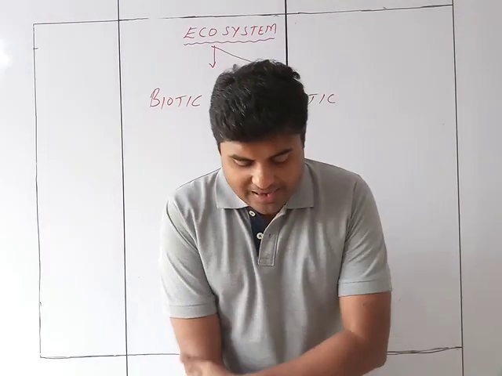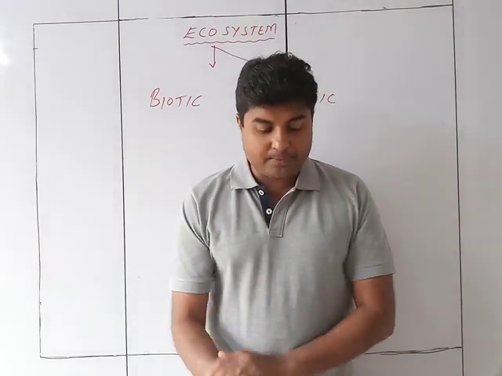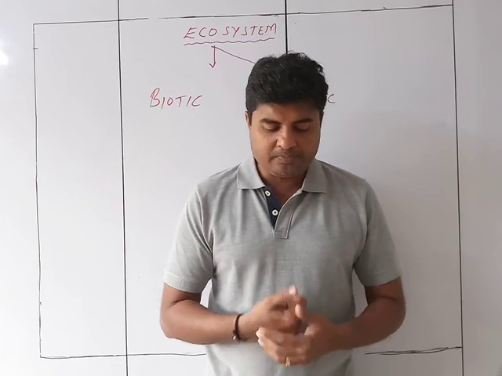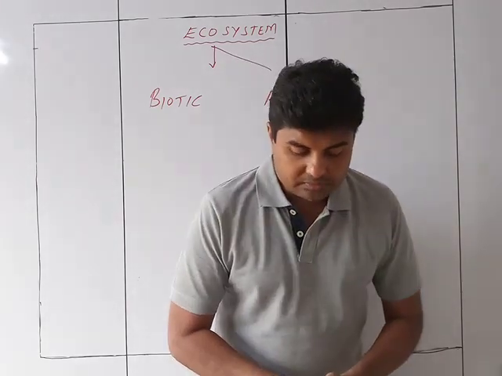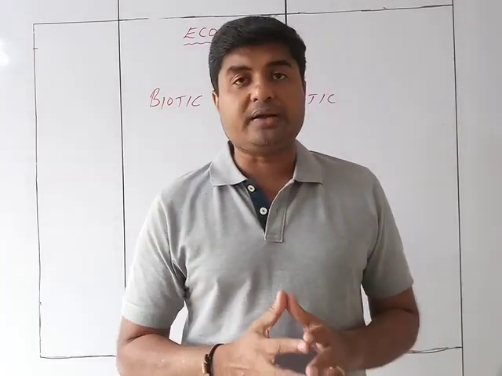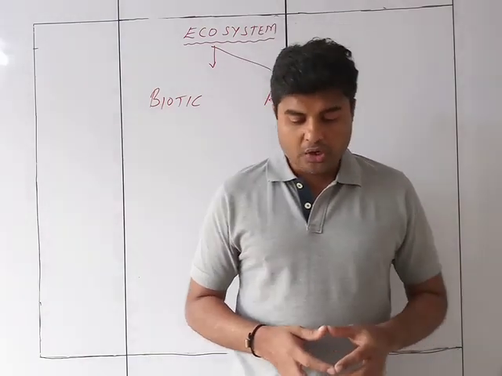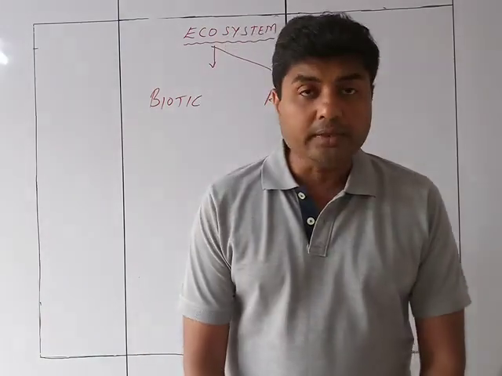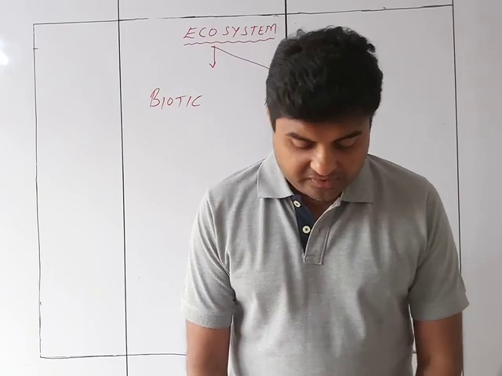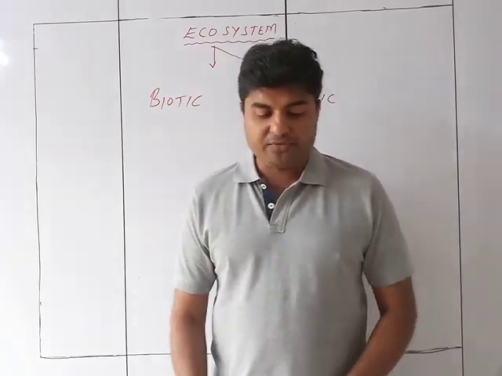Even pond, river and lake have some kind of soil at their bottom which is required by the organisms living there. So that was the different biotic and abiotic components of the ecosystem. The next what we see is the food chains and food webs.